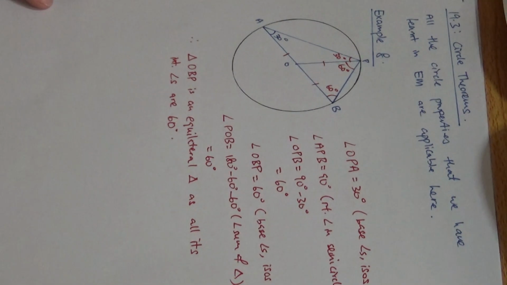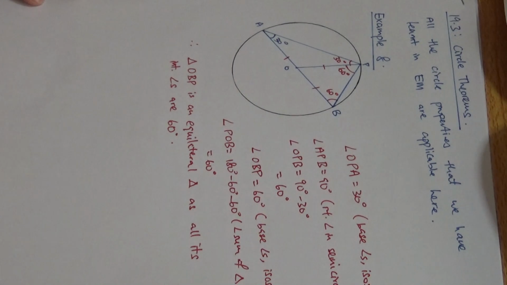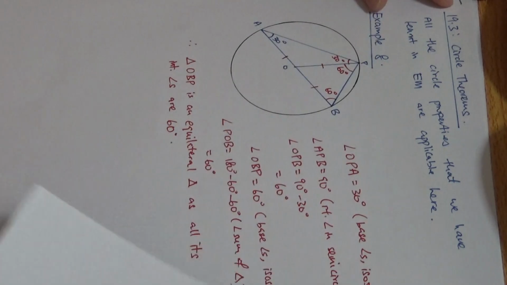Now we are moving on to section 13.3, circle theorems. Now class, for circle theorems, all the circle properties that we have learned in Emaths are applicable here. In fact, you must know all the circle properties of your Emaths in order to do all this section here. Okay, now I will straight away go into example 8.